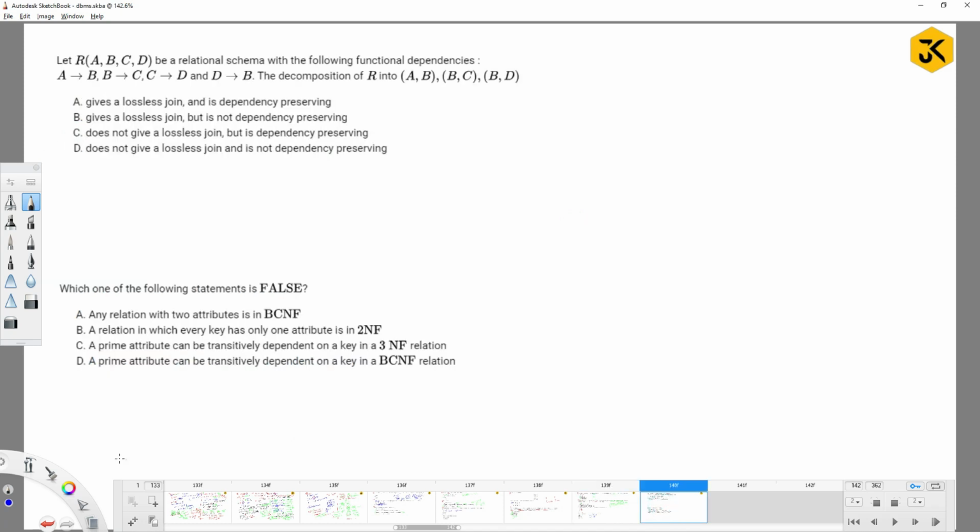Okay, now next one. Let R be the relation schema with the following functional dependencies. So they have given the functional dependencies like this: the decomposition of R into multiple relations. One is AB, BC is one relation, BD is another relation. So they are asking whether the decomposition is lossless, dependency preserving, or both are not satisfied. That is what they have given. So what can you do?